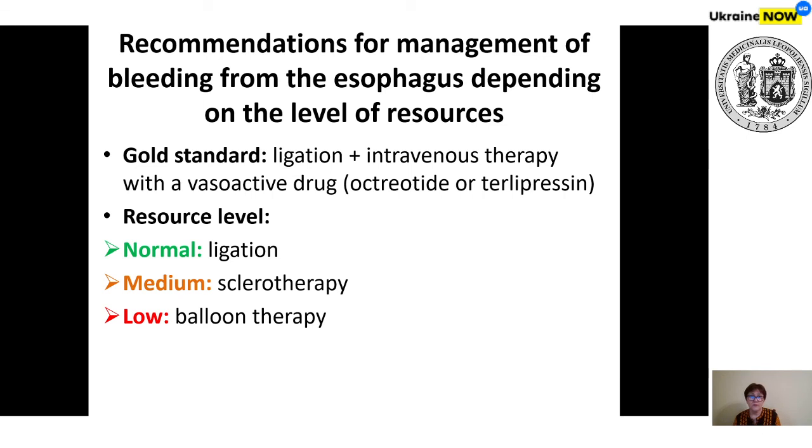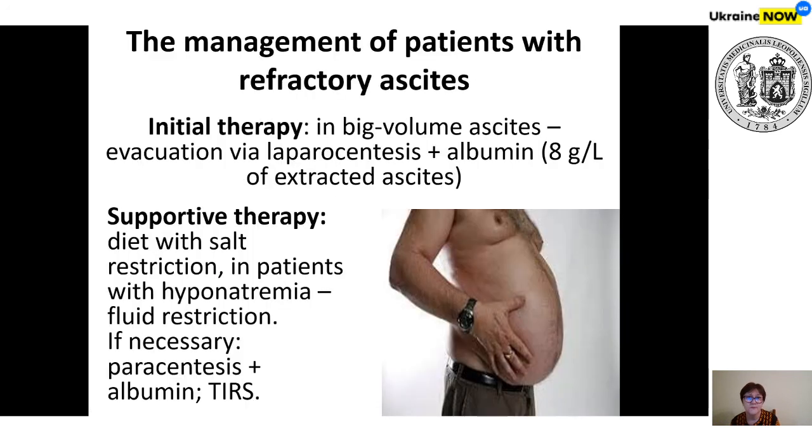Recommendations for management of bleeding from esophagus, depending on the level of resources of healthcare. Gold standards are ligation plus intravenous therapy with vasoactive drugs such as octreotide and terlipressin. But depending on the healthcare levels, in normal healthcare resources may be used ligation. In medium resources, sclerotherapy can be considered, and in low-income countries, mainly used balloon therapy.